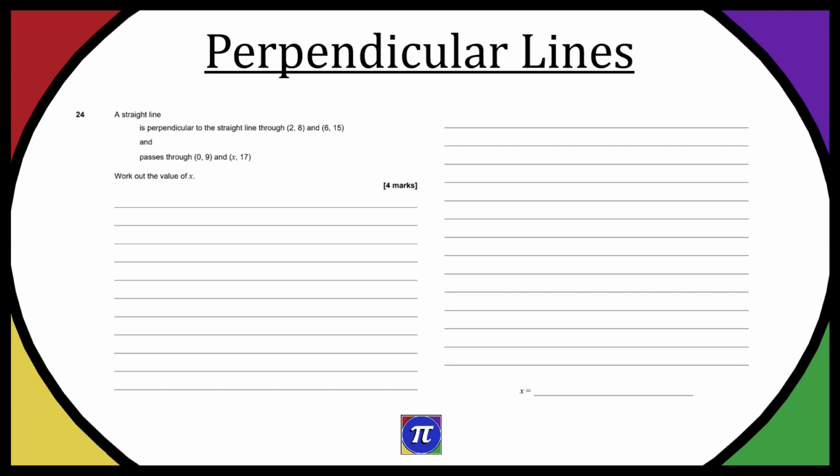So we're given question 24 and it says a straight line is perpendicular to the straight line through (2, 8) and (6, 15) and passes through (0, 9) and (x, 17). Work out the value of x, and it's a 4-mark question.